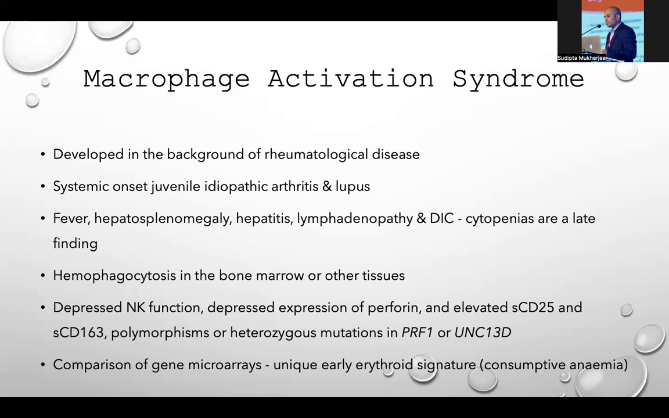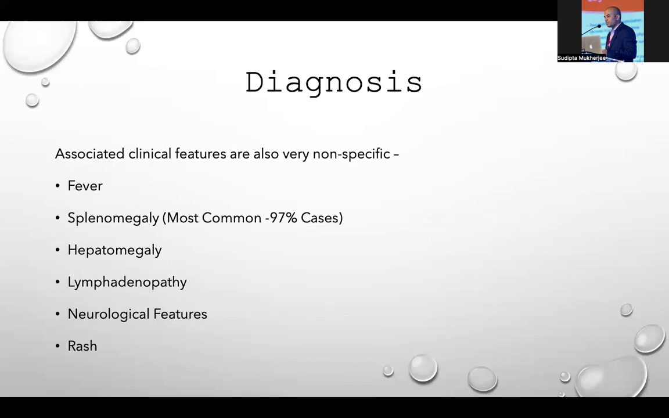In patients with hematological malignancy, hemophagocytosis can be documented in bone marrow and other tissue. There is associated depressed NK cell function, depressed expression of perforin, elevated soluble CD25 and soluble CD163, and there is polymorphism or heterogeneous mutation of PRF1 or UNC13D. There is also a very interesting finding on comparison of gene microarray: a unique early erythroid signature because of consumption, leading to consumptive anemia.